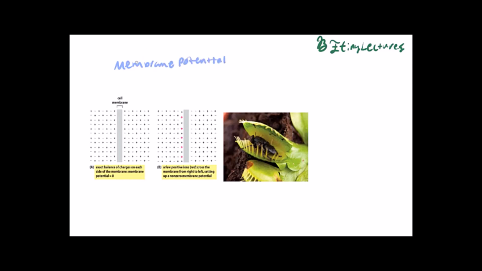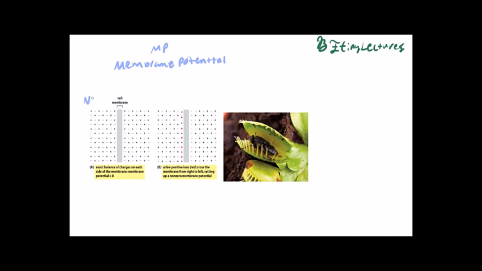And from now on, I'm going to be calling membrane potential MP. Okay? So the MP of a cell is really dictated by how many ions are in the extracellular side and the intracellular side. And the distribution of ions on either side will actually create a potential.